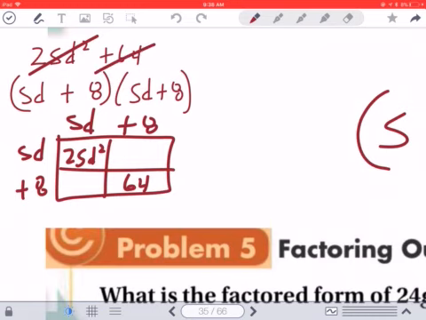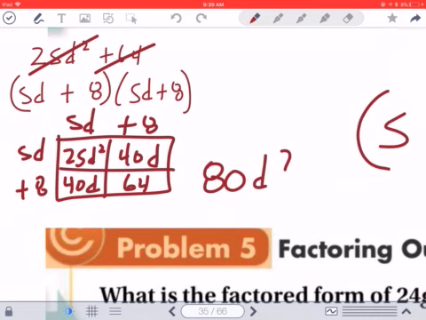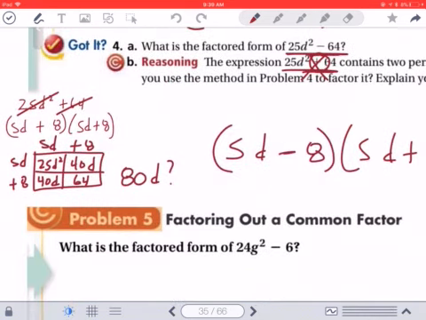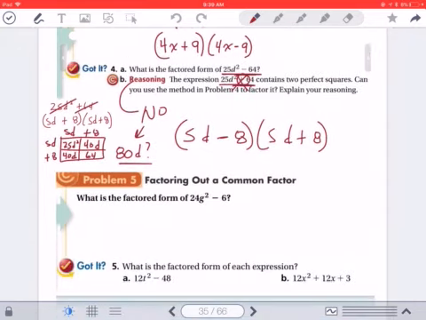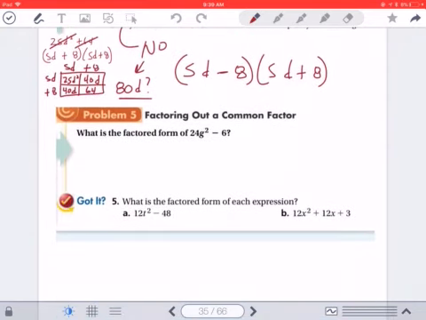But the problem is I have a 40d here and a 40d here, so that would be 80d. So where is the 80d? It's not there. So the answer to this is no. And that's the reason, because of that middle term. All right.